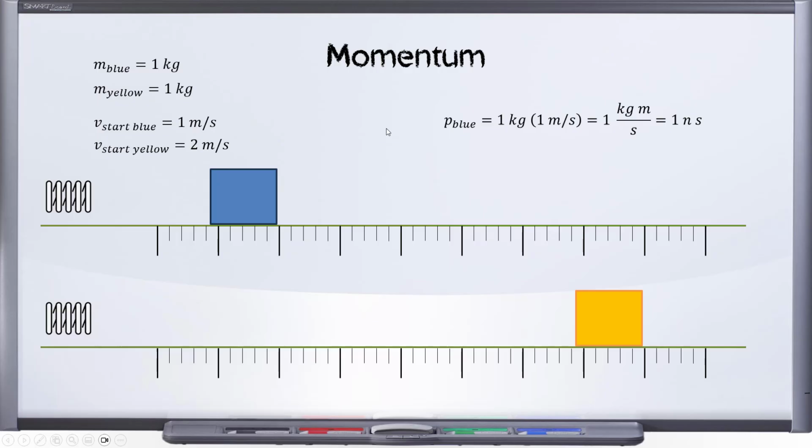The yellow object starts with 2 meters per second. So it's got 2 kilogram meters per second of momentum, or 2 Newton seconds of momentum. It has twice as much momentum, and the floor is scraping that away at the same rate. So it takes twice as long for all that momentum to go away.